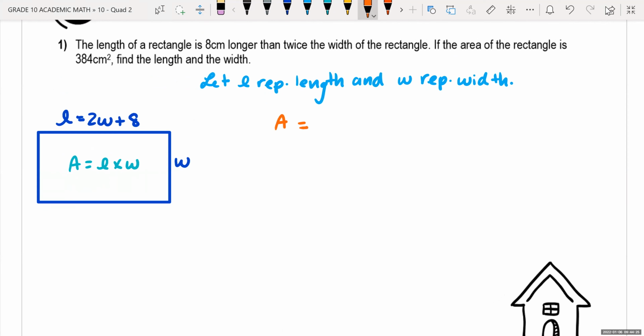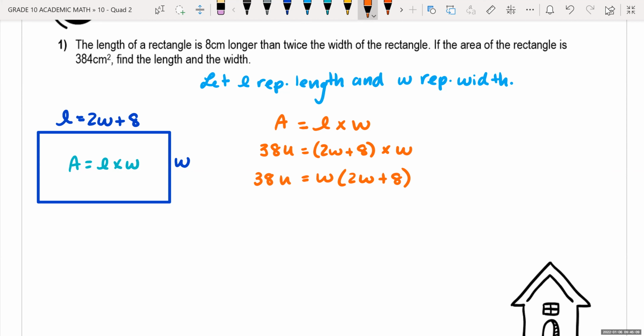So I know area is equal to length times width. I've been told that the area of this rectangle is 384, so I'm going to write that right over there. I know my length is the same as 2W plus 8, so I'll write that right here. And I know my width is just W. Now, I know this question is written in a kind of a different way, but really if you want to rewrite it, this is what it looks like. 384 is equal to W times 2W plus 8.